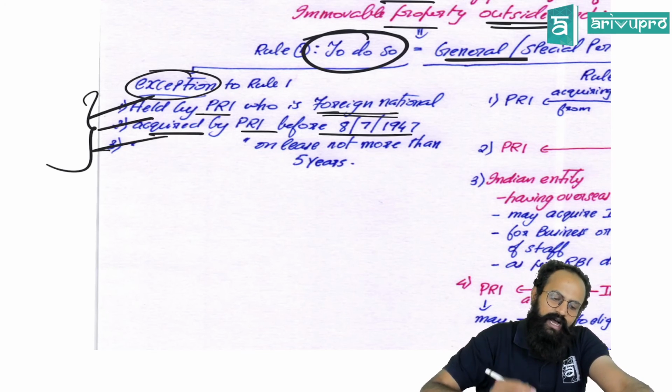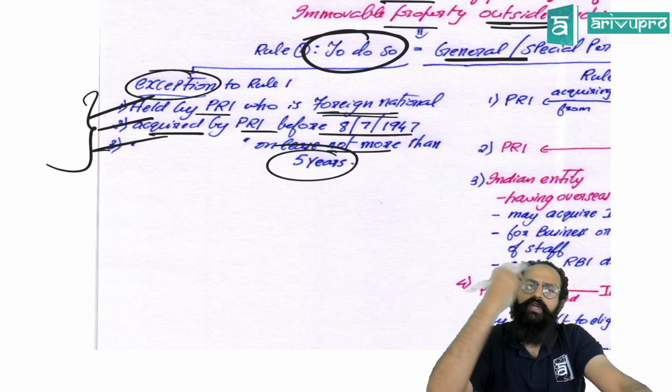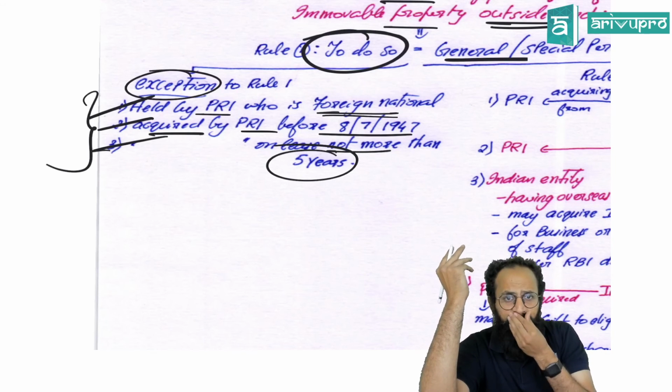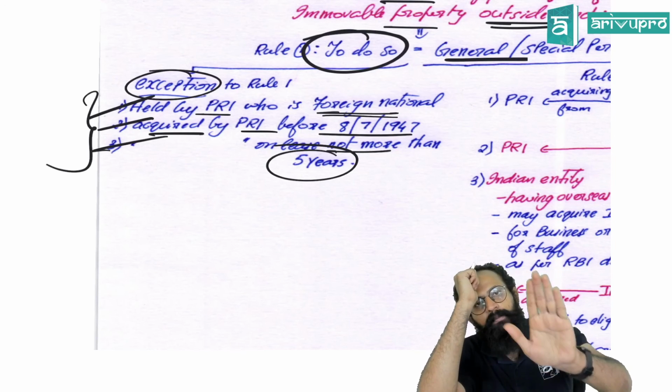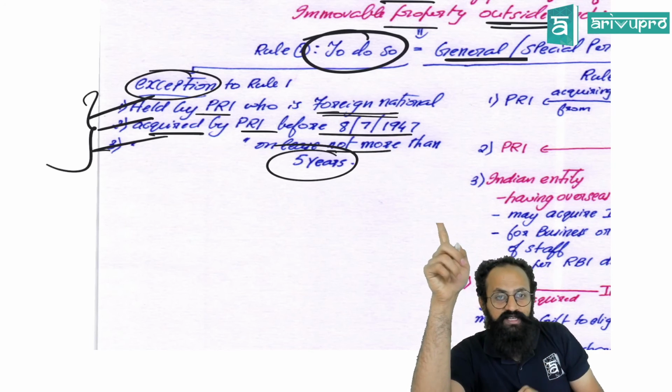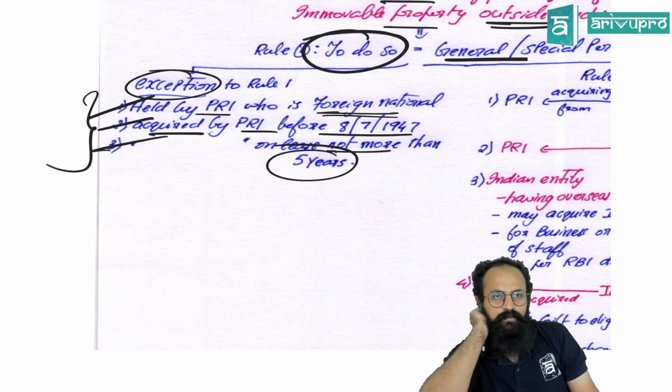Third one, acquired by a PRI on lease, not more than 5 years. You can take on lease, basically rent. Ownership is not transferred here. So up to 5 years, no approvals required. So only for these three, no approvals required. Is this clear? Yes, okay.